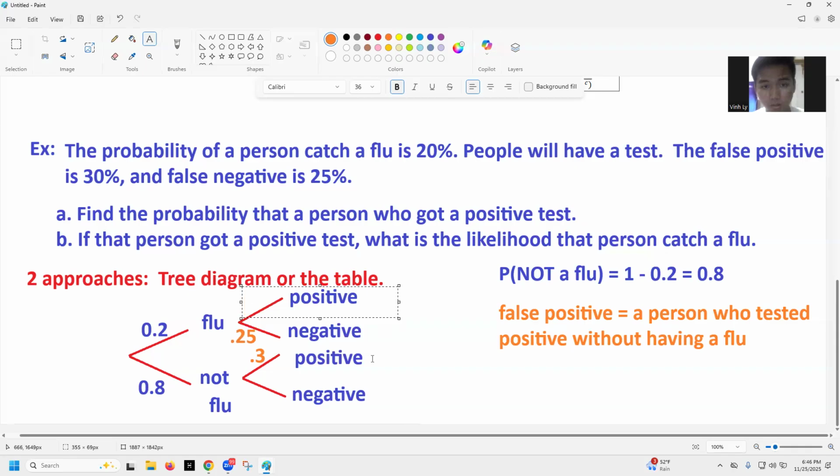Essentially, then we can also figure out the other branches. Remember, the total has to add up to 100%. So the top branch will be 1 minus 0.25, we get 0.75. And the same thing, we're going to take 1 minus 0.3. So it's 0.7.